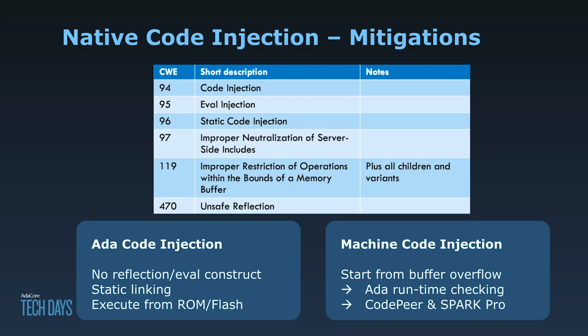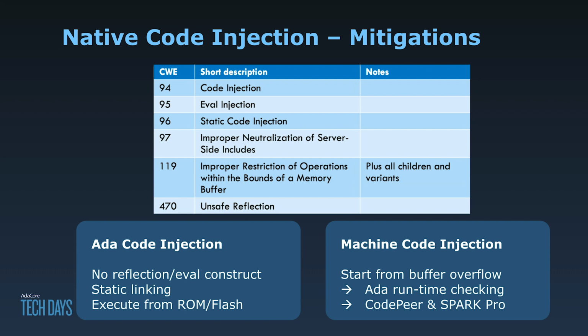Now, if you don't capture all the things that a validity check should capture, you might run into other problems like the injection of code. We're lucky in the Ada world that most of the issues with code injection, if you're really injecting code at the Ada source level, are prevented because there's no reflection or eval construct in the language, because you can statically link your application, for example, if you don't want to suffer from the dynamic libraries being corrupted, and because you can execute from ROM or Flash to ensure that the code itself is not corrupted. But you're always vulnerable, whatever the language, to machine code injection.